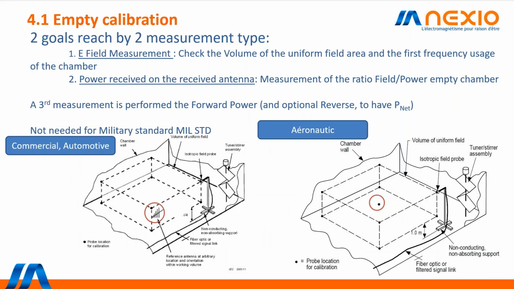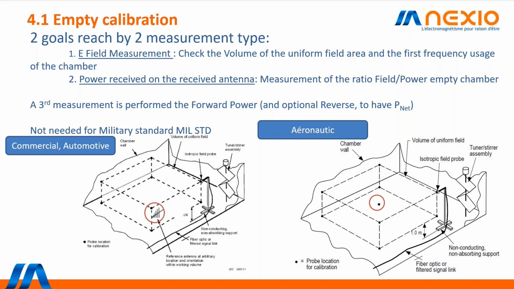So the empty calibration. The goal of the empty calibration is to validate the uniformity of the field in the chamber. So we're going to perform two measurements. First one is the E field measurement. The goal is to make the verification of the uniform field zone. The second one is the power measurement on the received antenna, the measurement of the ratio field power empty. A third measurement is performed to have the forward power and reverse power to calculate the P-net.